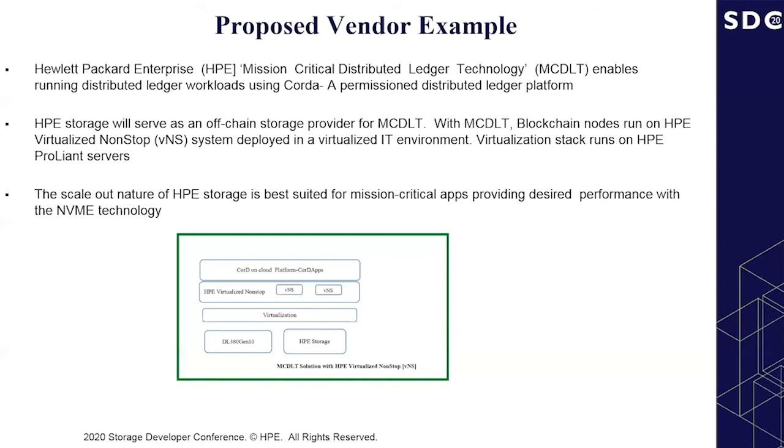HPE storage here will serve as an off-chain storage provider for the MCDLT solution. The scale-out nature of the HPE storage is best suited for mission-critical applications, providing the desired performance with NVMe technologies. So in the next slide, we will see how with HPE storage, we can get better performance, increased IOPS and less read service time using NVMe storage class memory in both read and write intensive workloads.